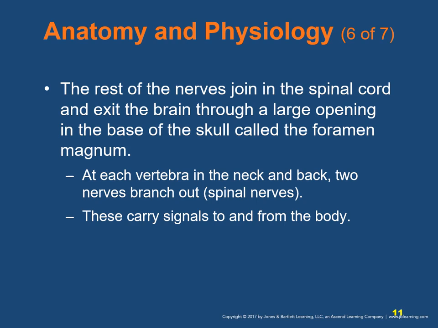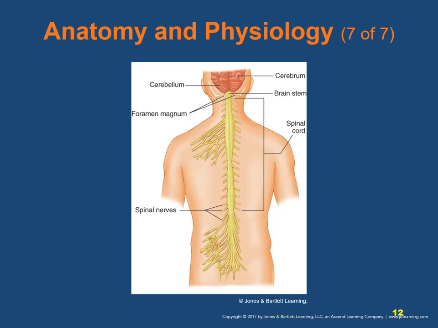At each vertebra in the neck and back, 2 nerves branch out. These are called spinal nerves. They send signals to and from the body. The figure on this slide illustrates the intersection of the skull and spinal cord. The spinal cord exits the skull at the foramen magnum, and 2 nerves branch out of the spinal cord at each vertebra in the neck and back.